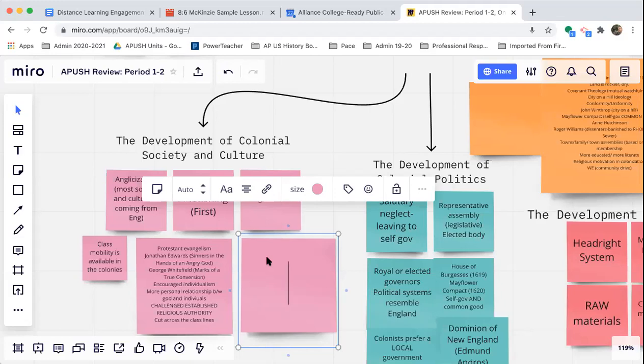Importing people. Oh, go ahead. Somebody can go. Don't worry about it.